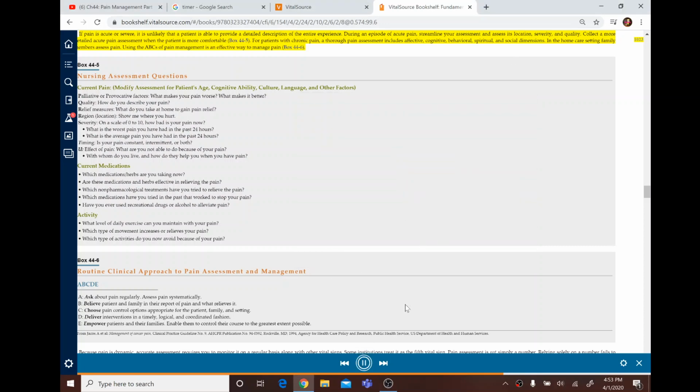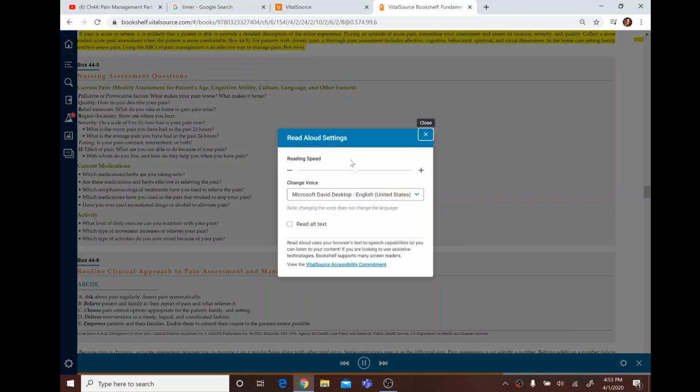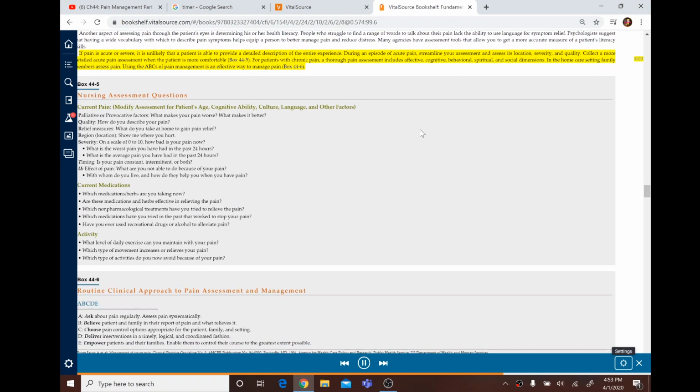Acute or severe, it is unlikely that a patient is able to provide a detailed description of the entire experience. During an episode of acute pain, streamline your assessment and assess its location, severity, and quality. Collect a more detailed acute pain assessment when the patient is more comfortable.